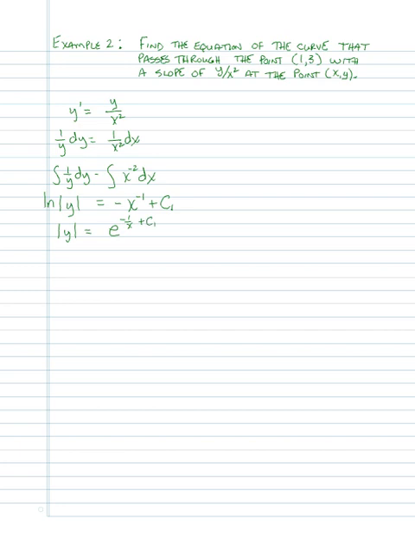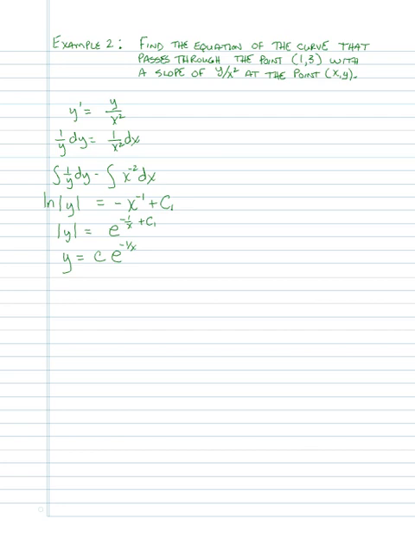And we've seen how this works. For one thing, we can write the right side as e to the power c sub 1 times e to the power negative 1 over x. And then the absolute value of y can be positive or negative. And so we combine all that, as we've already seen in the previous example. We end up with y is equal to some arbitrary constant times e to the power negative 1 over x.